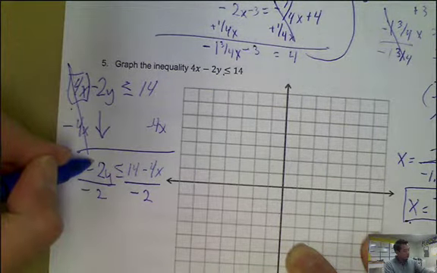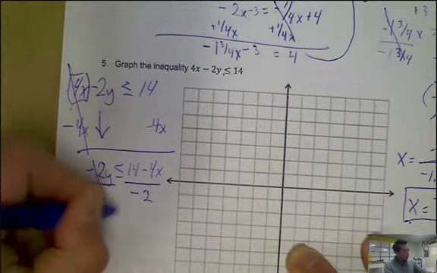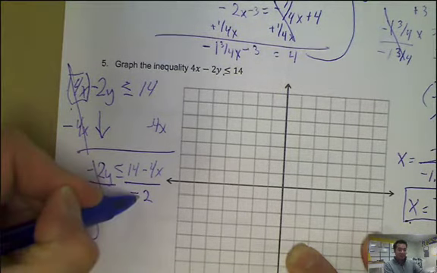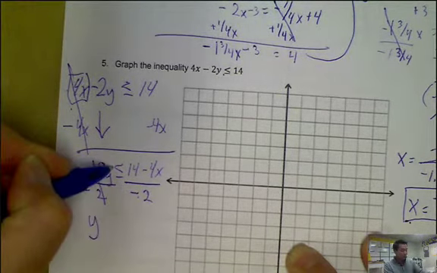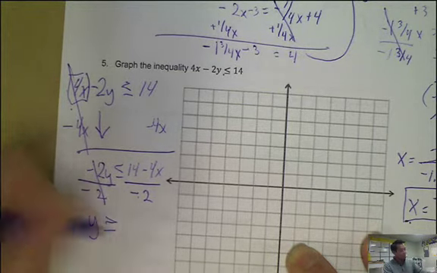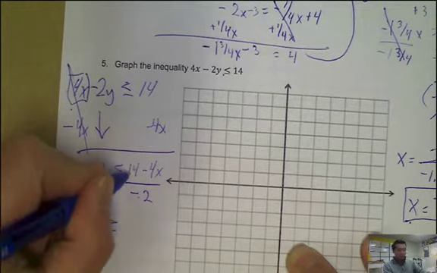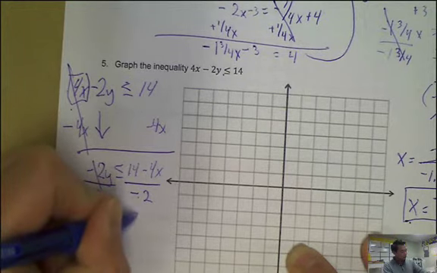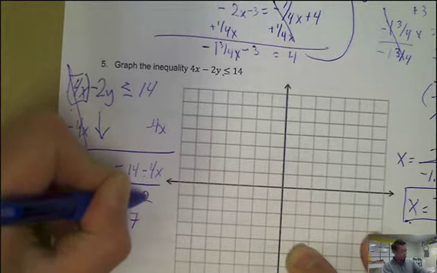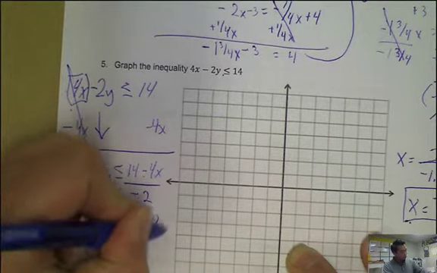Negative 2 divided by negative 2 is positive 1y. Mirror rule here. A lot of you forgot the mirror rule. When I divide or multiply an inequality statement by a negative number, I have to flip the sign. 14 divided by negative 2 is negative 7. Negative 4x divided by negative 2 is positive 2x.